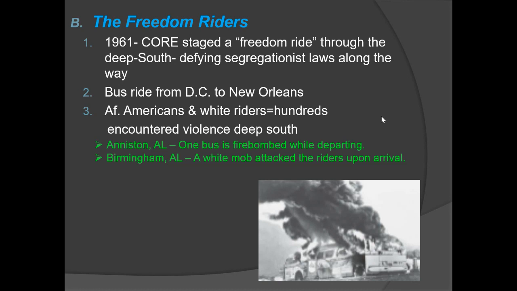In Birmingham, that second bus makes it there, but then they're attacked at the bus station. And that was actually planned by the police chief of Birmingham, and pretty much turned the cheek.